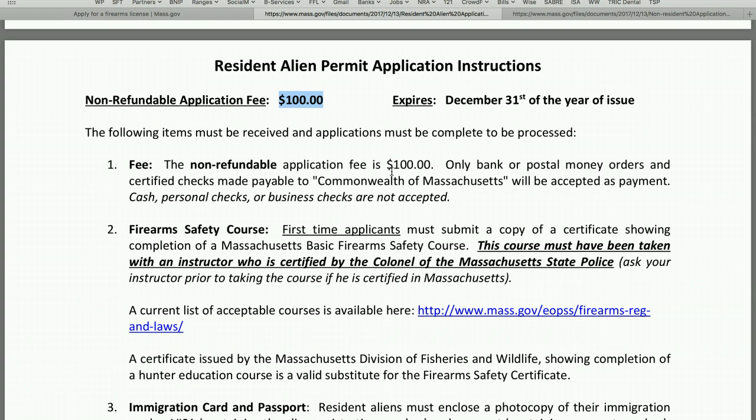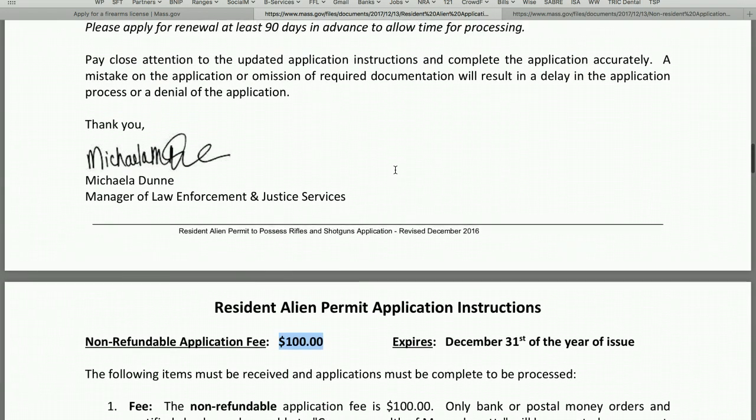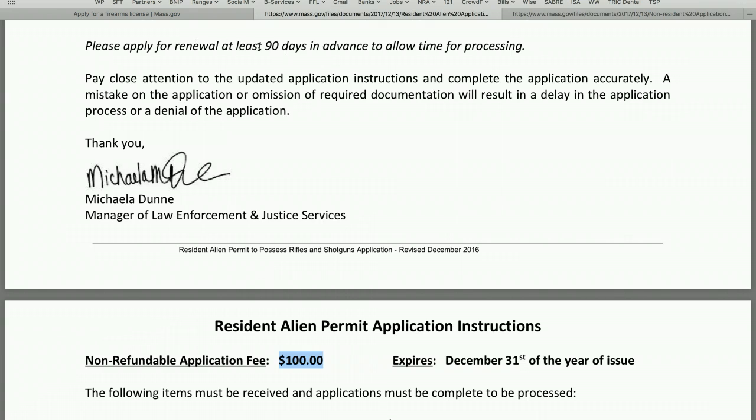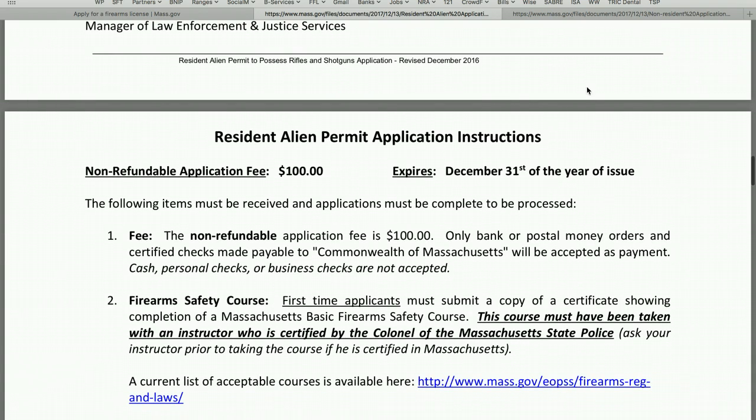They're going to take $100 from you every year, and as you see right here, they said 90 days. So please apply for renewal after 90 days. So yes, as an immigrant, they're sticking it to you even more by making you pay $100 every year. So just say 90 days, and then you can get it every year.